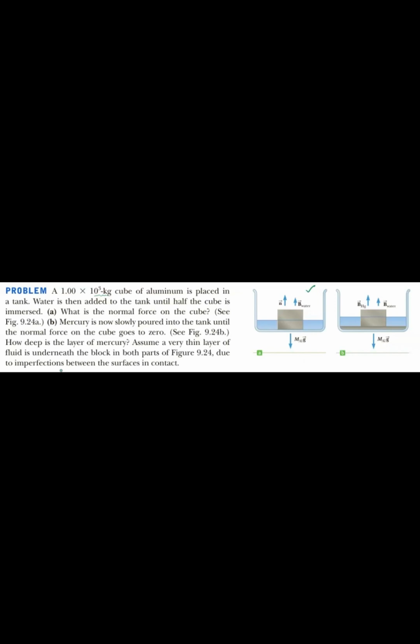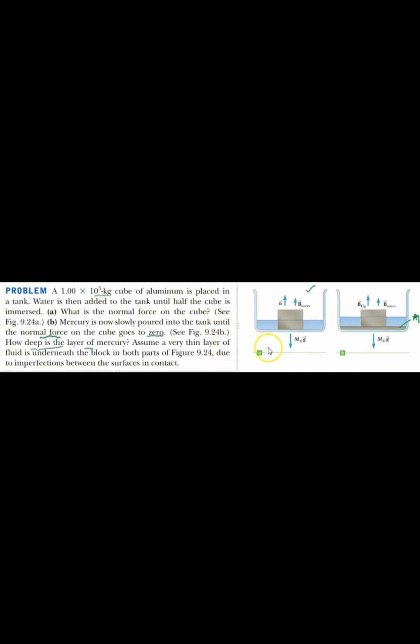And this is the B part, mercury. Now in the B part, what is happening? Mercury is introduced and slowly poured into the tank. The normal force goes to zero. So the question is, how deep is the layer of mercury? So let's solve. Interesting one and easy one.